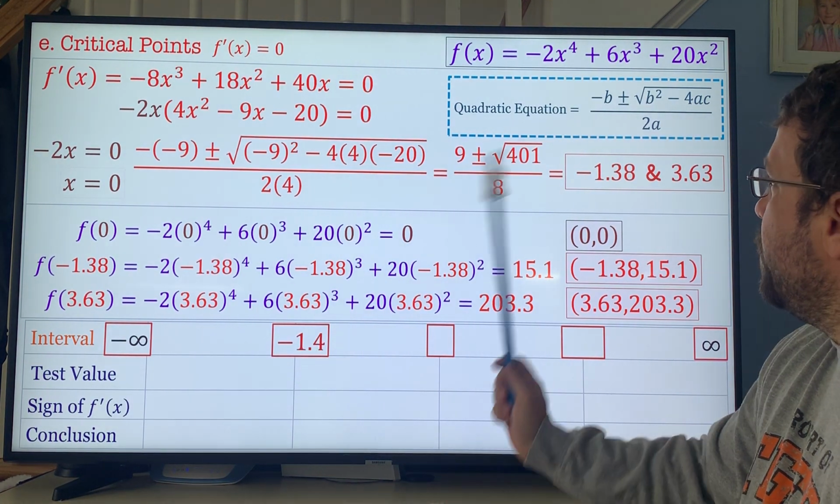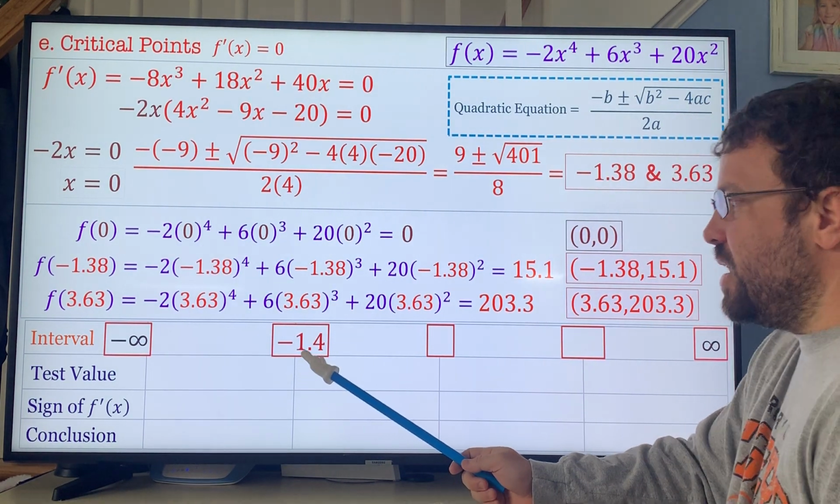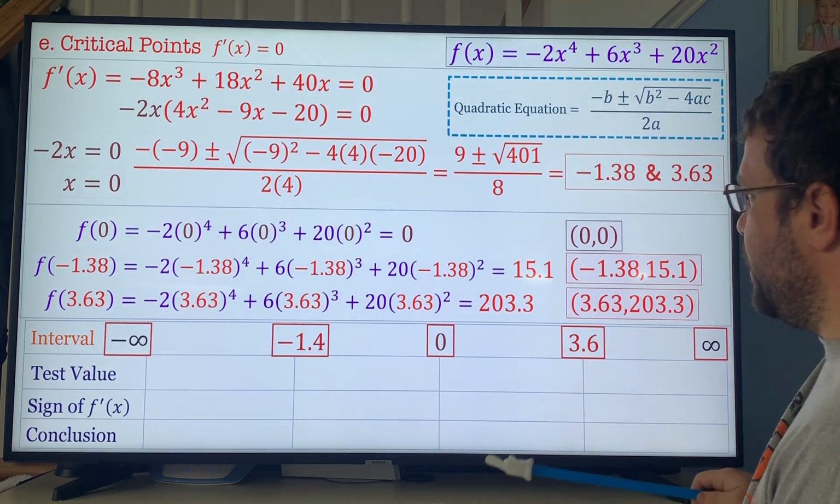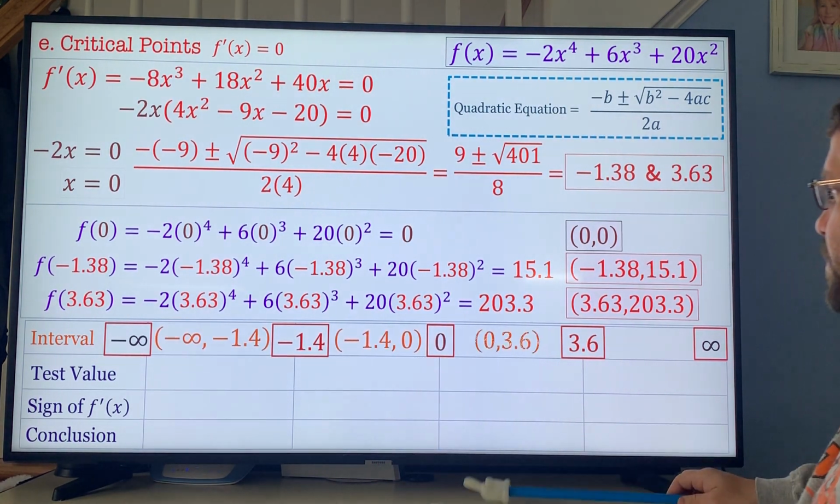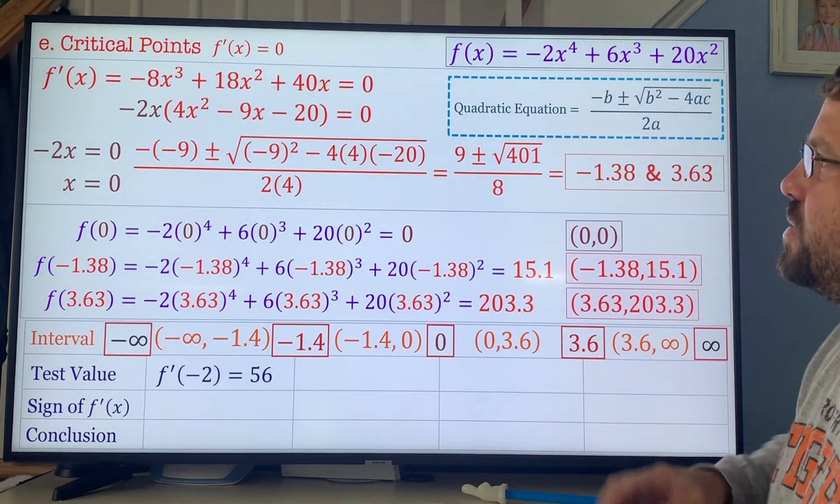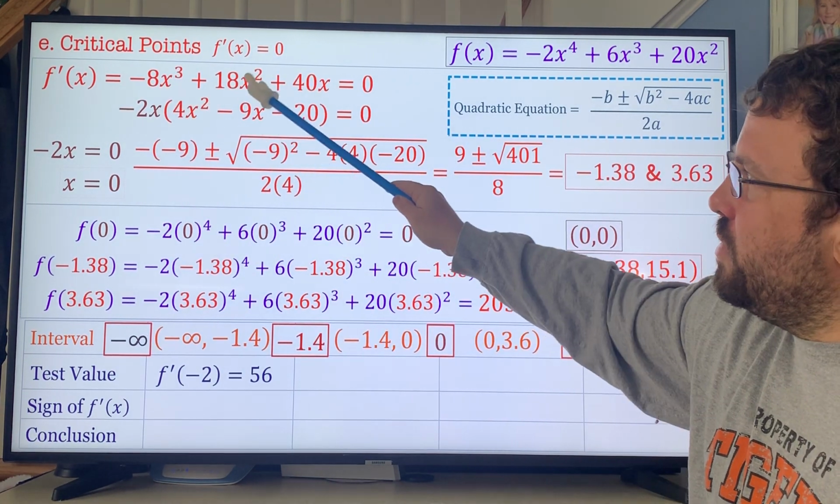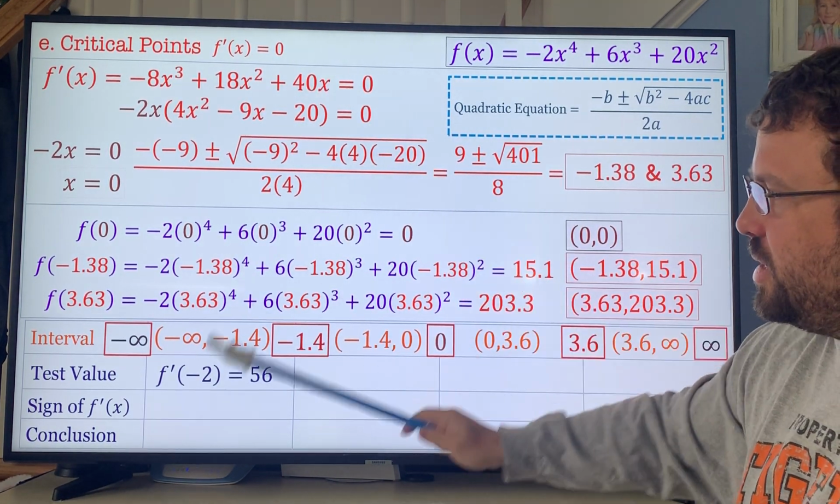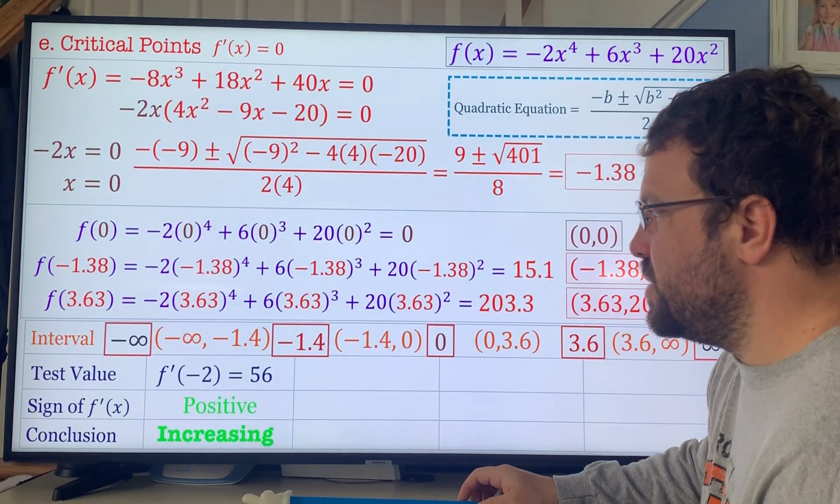Negative 1.4. I just rounded this to negative 1.4. You don't have to be super accurate because the graph's not that accurate. You got 0 and you got 3.6. Here are your intervals between them, right? Negative 2, you get 56. Once again, you're plugging it into this equation right here, not the original, but the derivative. Sign, positive, so it's increasing.